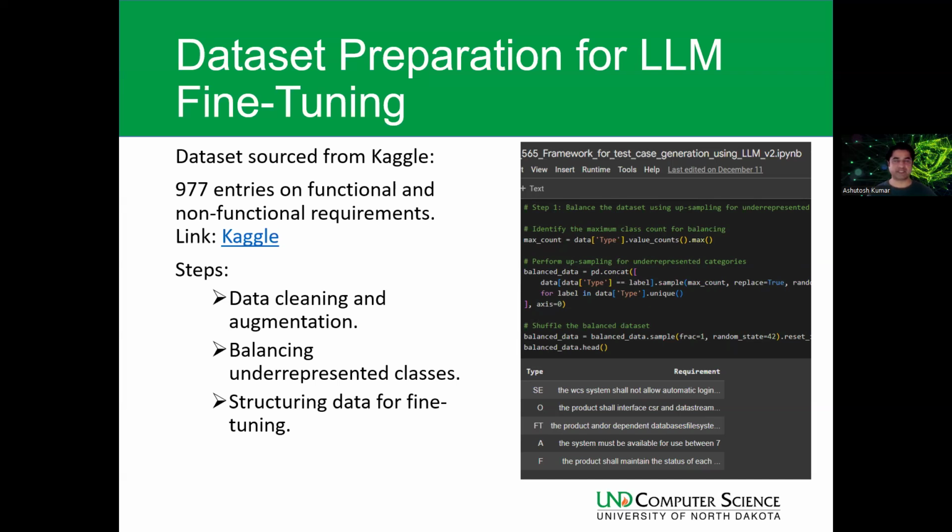Also, we use data augmentation to balance the underrepresented classes and structure the data for fine-tuning. If you see the screen here, we have types of data called, for example, SE, which is security, and functional requirement and functional test, all that. Against that, we have the requirements, all in the data set that we are using to train our framework.